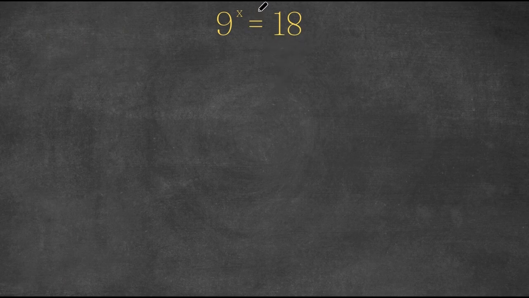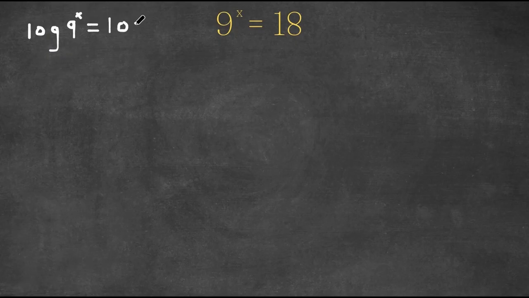So we have 9 to the power of x equals 18. So what I'm first going to do is take the log of both sides. So now we have log 9 to the power of x equals log 18.